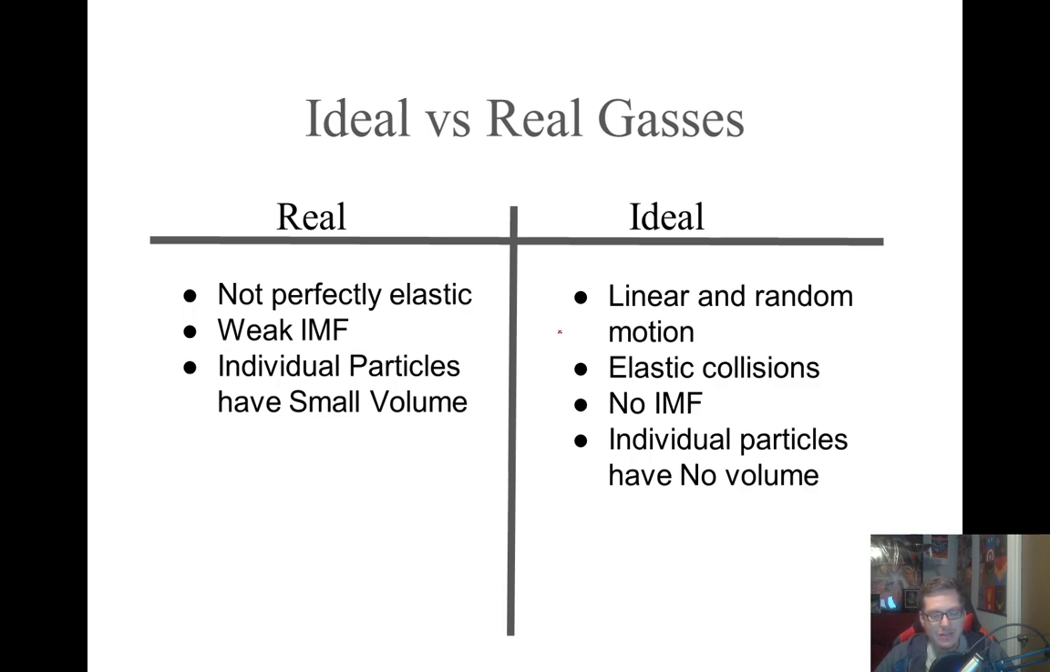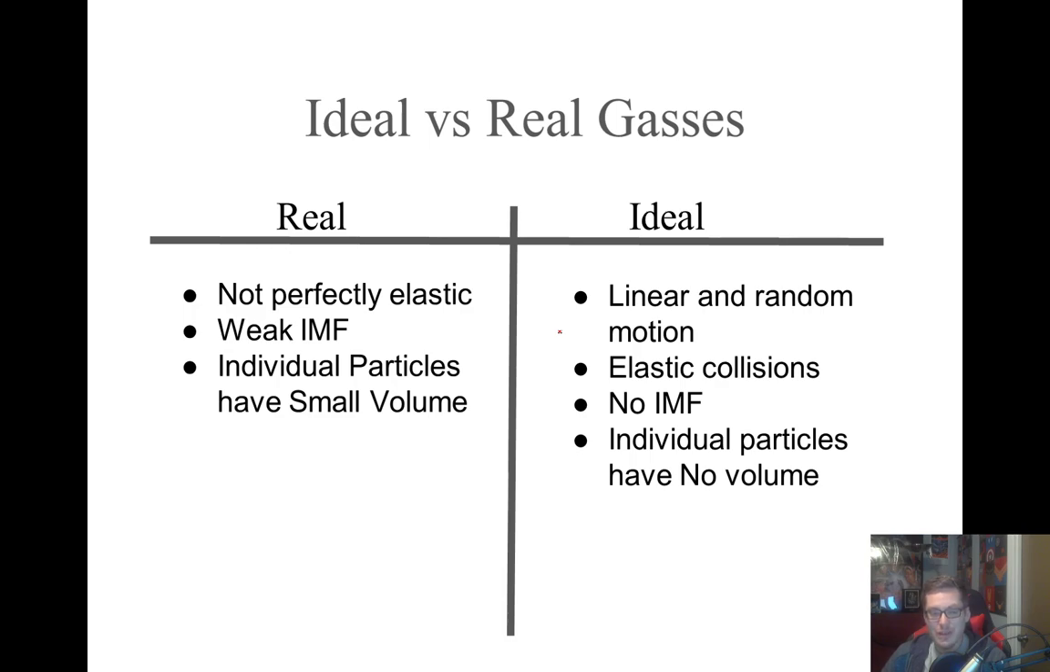Ideal gases are gases that essentially follow the kinetic molecular theory to a T. We remember we started off by talking about those 5 assumptions we make. If the gas follows those 5 assumptions, then we call it an ideal gas. Now, the vast majority of gases out there are not completely ideal. Most of them have some real behavior, right? And that's because they're real as opposed to these ideal gases.